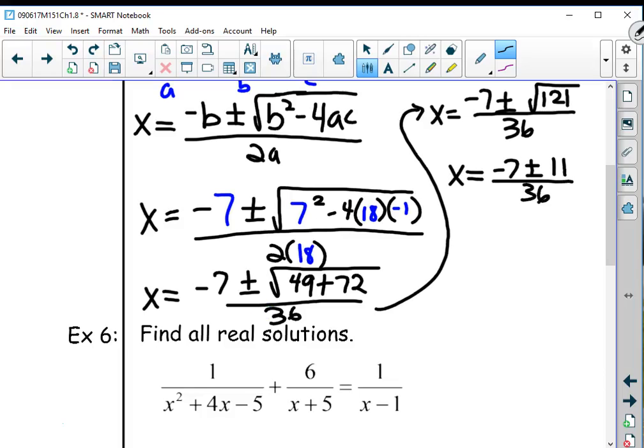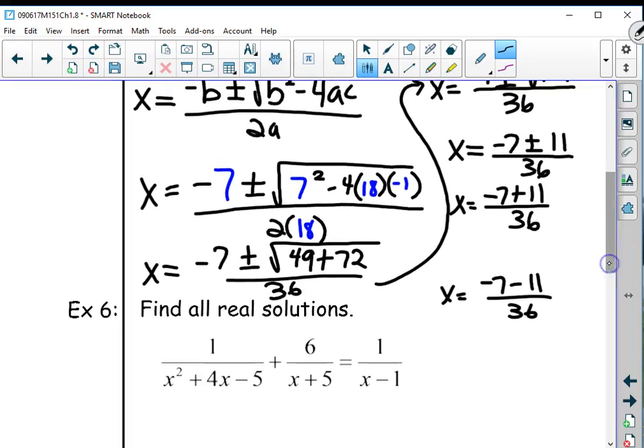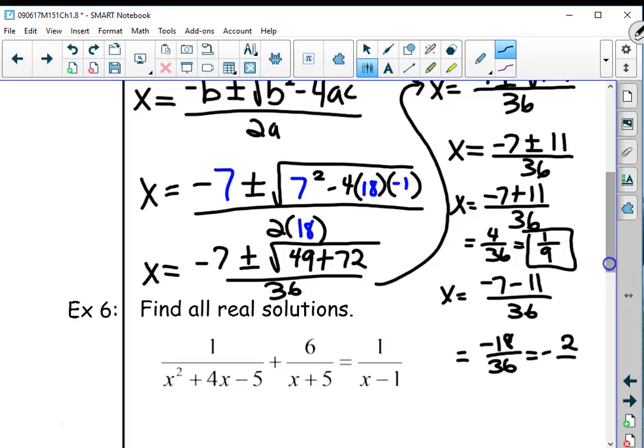I'm going to split that up into two answers. x equals negative 7 plus 11 over 36, and x equals negative 7 minus 11 over 36. That results in, let me see, looks like 4 over 36, which reduces to 1/9. And negative 18 over 36, which reduces to negative 2/4, negative 1/2.